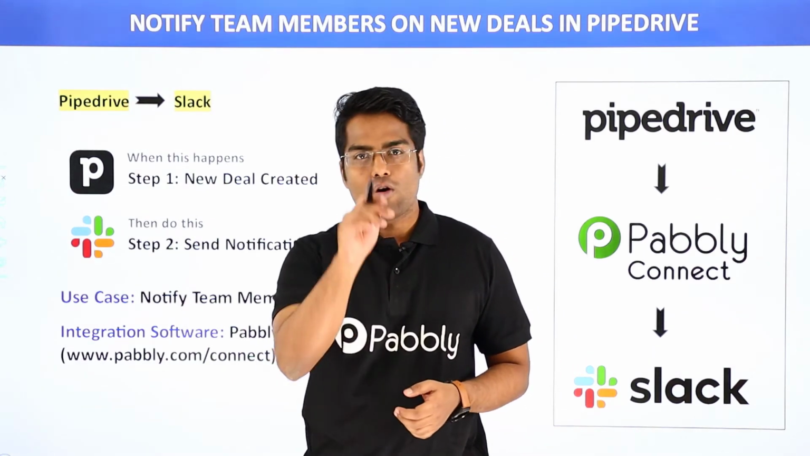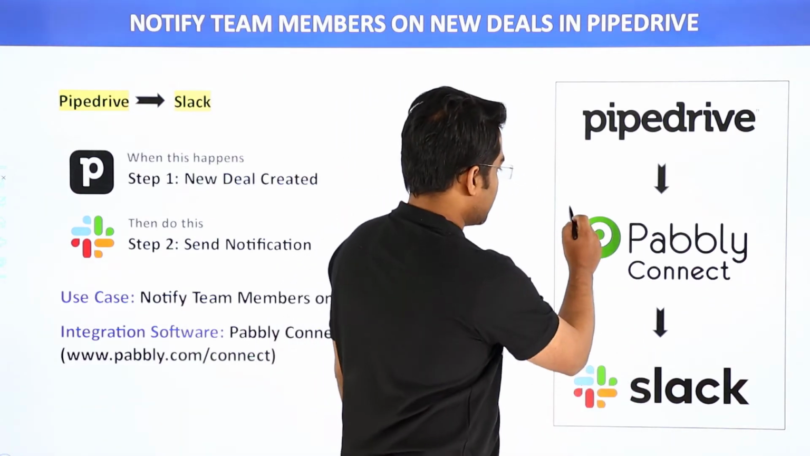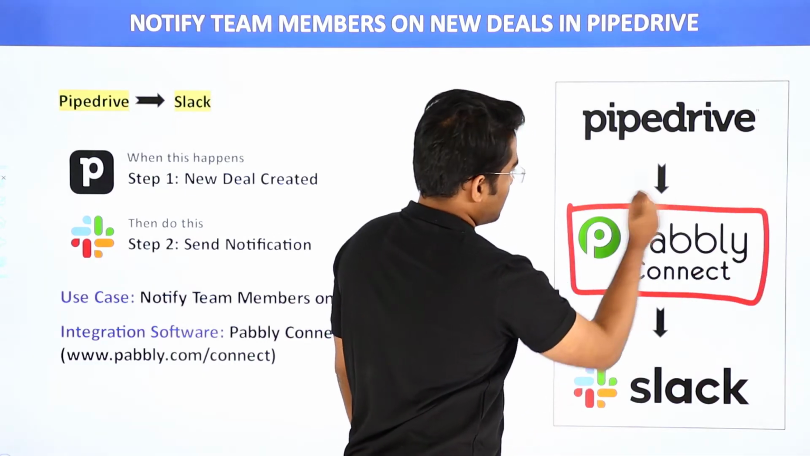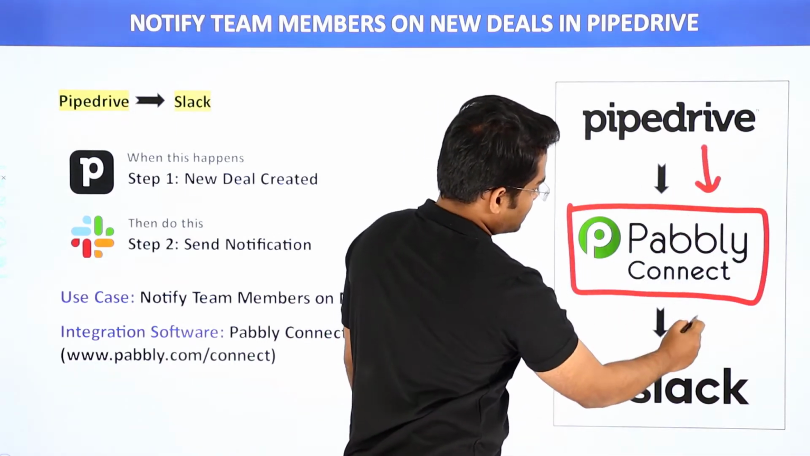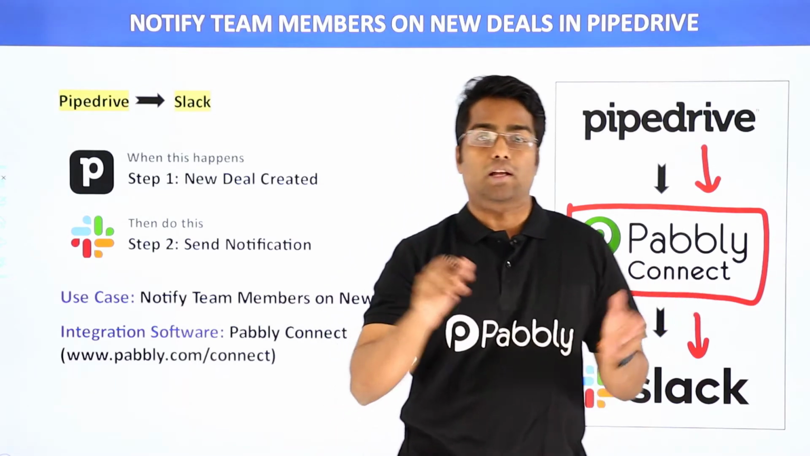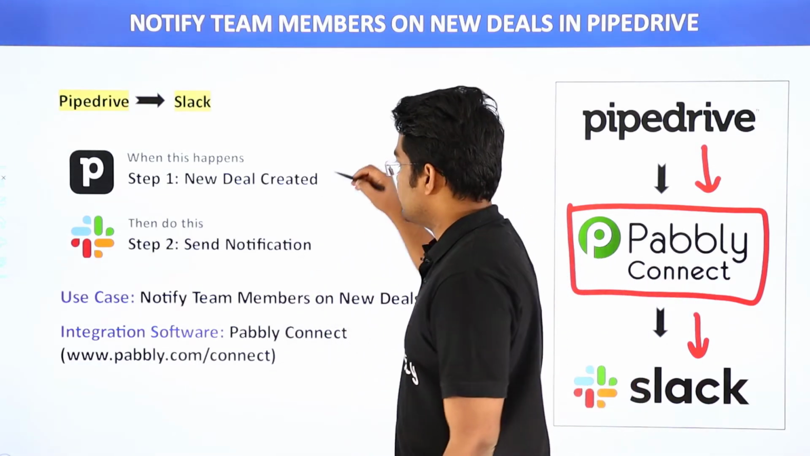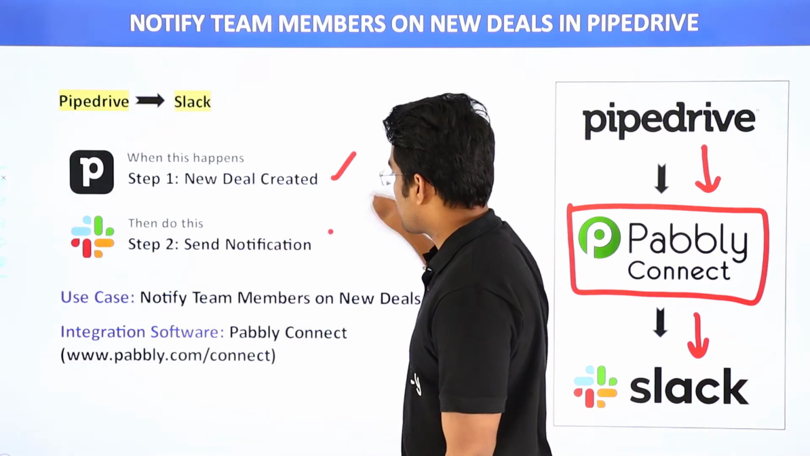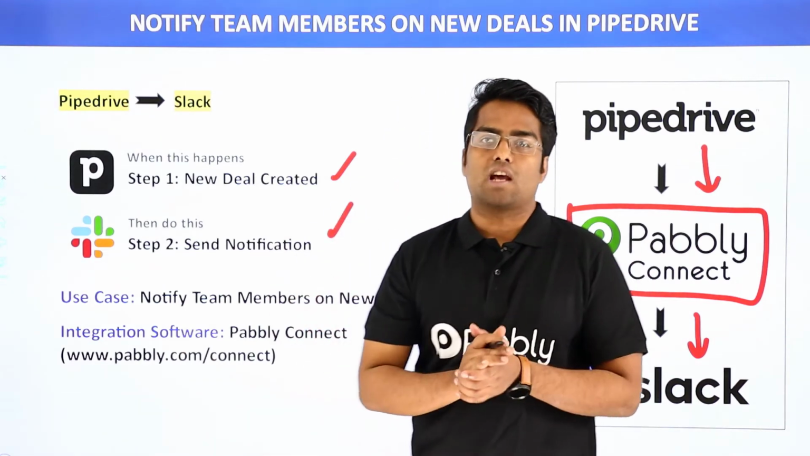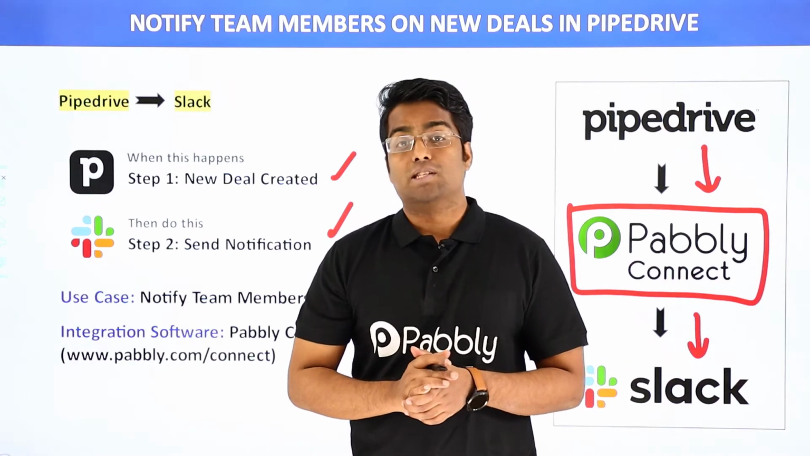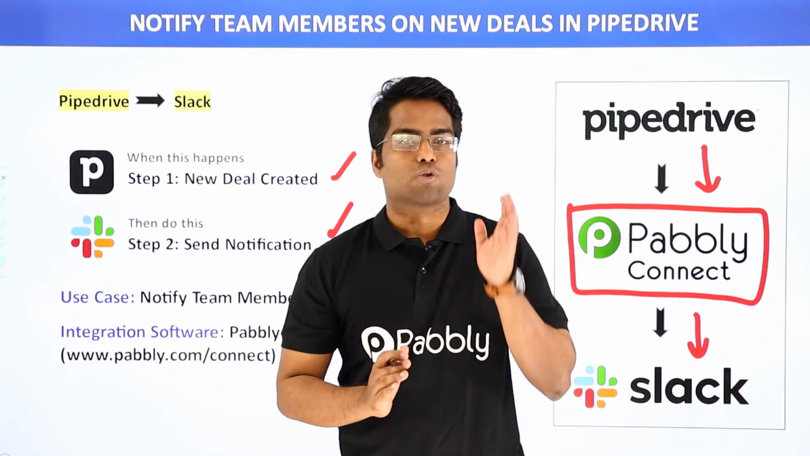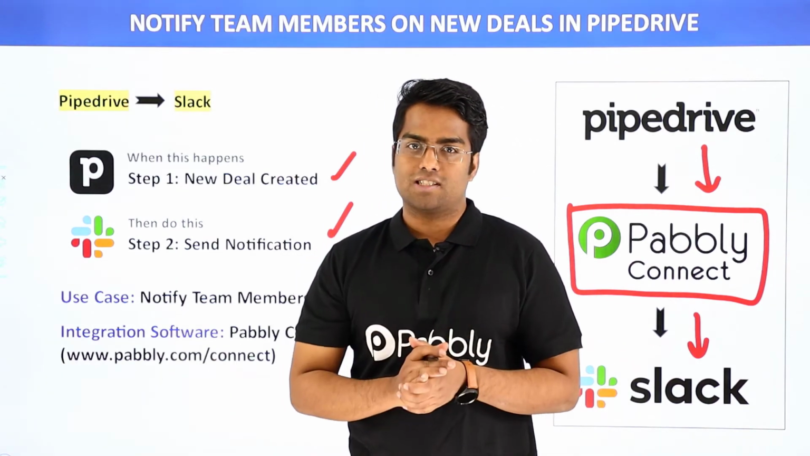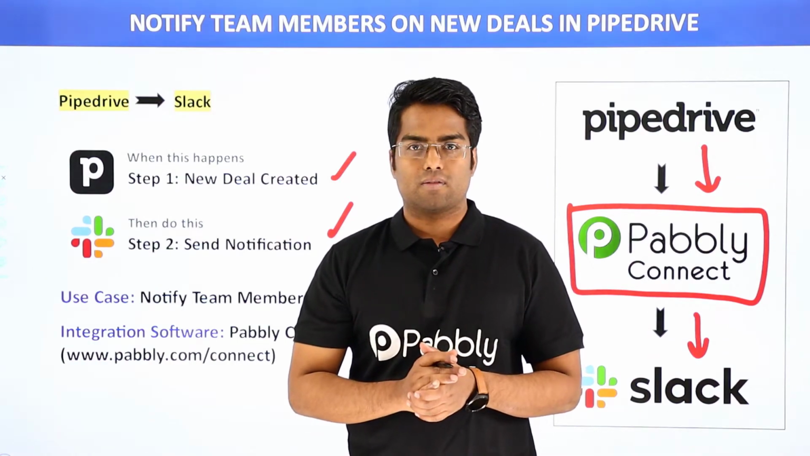So in this video, we will be using Pabbly Connect to integrate Pipedrive and Slack. What Pabbly Connect will do is, anytime a new deal is created in Pipedrive, it will automatically send a notification on Slack. Now this integration can be done in a few steps. And the best part of using Pabbly Connect is, there is no need for coding skills or programming knowledge. Let me show you on my screen.